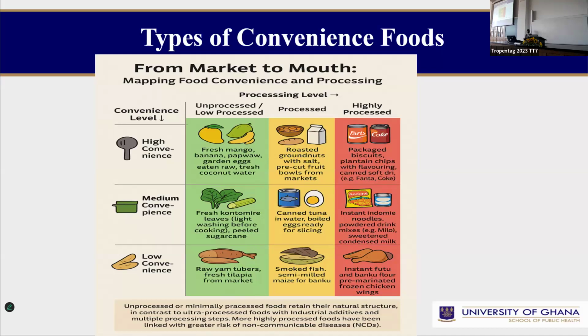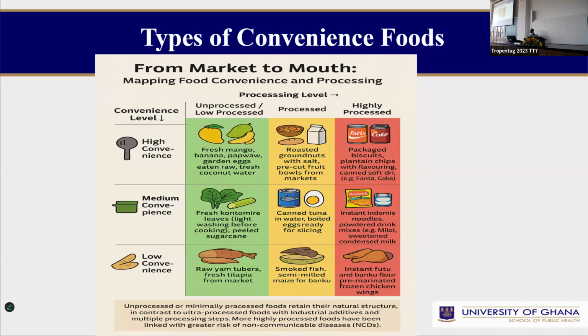But at each level, we used the NOVA food classification system to categorize them in terms of the processing level, because the fact that it's convenient doesn't mean that it is processed. So you could see, for example, in high level convenience, the first one, fruits are fresh, but you don't need to prepare to eat. So that is unprocessed or low processed. Then the middle one, which is moderately processed, roasted groundnut is also a kind of processed food, but not as compared to highly processed ones. So in the highly processed category, you could see things like carbonated drinks and also ready to eat meals.